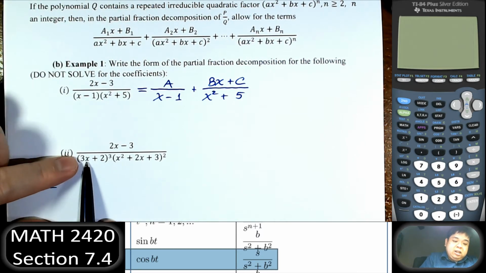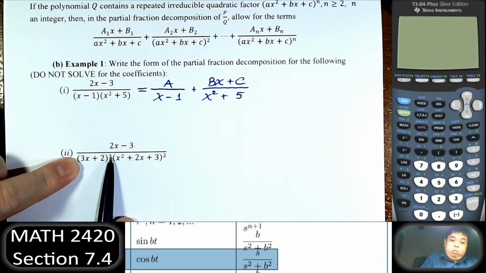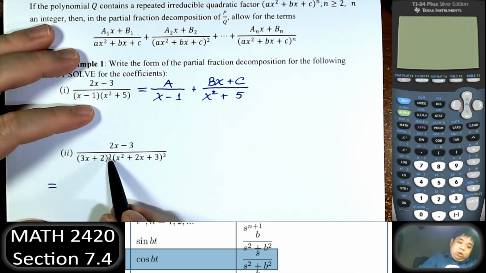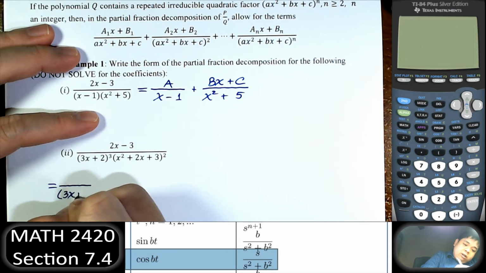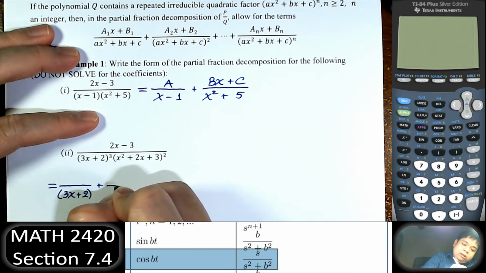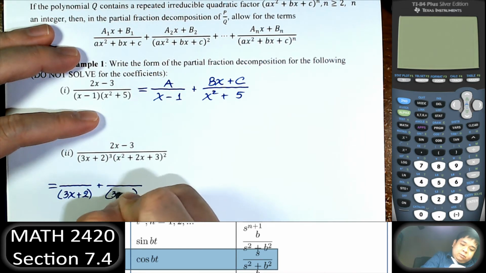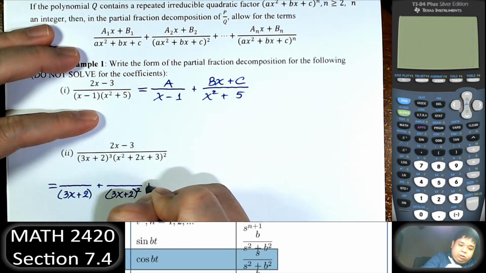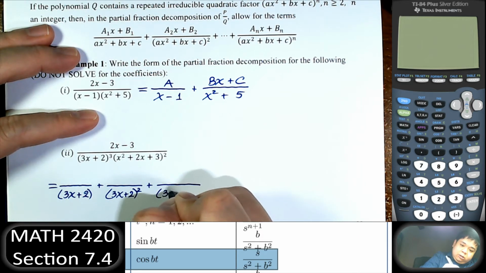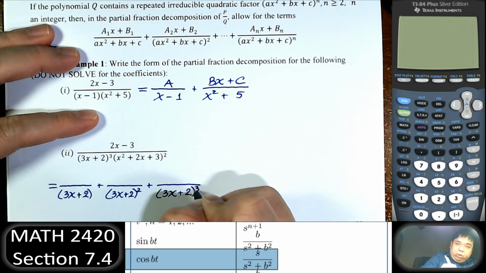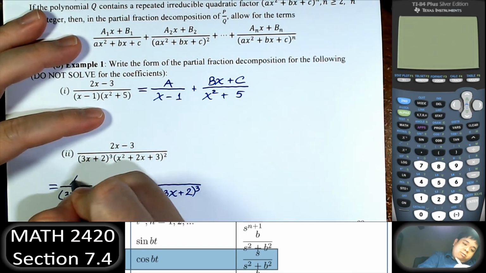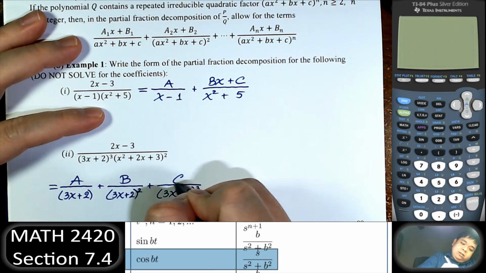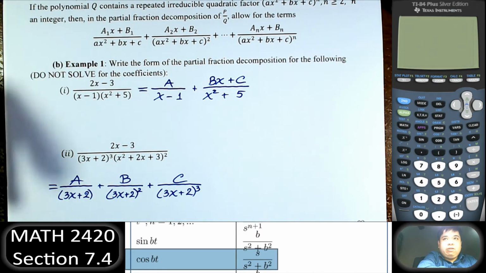Now, this will be a little bit different. What we have here is a linear factor to the cube and then a quadratic to the second. So this is the cube for the linear factor, meaning we are going to have 3 of them, with increasing power from 1, 2, and 3 to accommodate the 2x plus 2 cubed. If that is repeating, that is what we have. On the top, just a constant, a different constant each time.